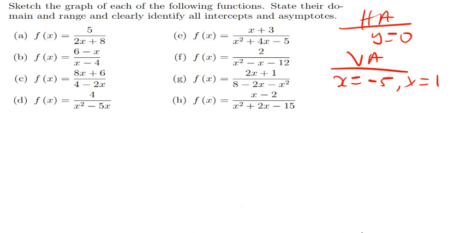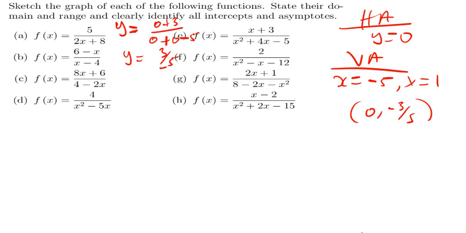Let's find the y-intercept. y will be equal to 0 plus 3, over 0 plus 0 minus 5. Where there is x, put 0, so you end up having 3 over negative 5. So when x is 0, y is negative 3 over 5. I have plugged in 0 here: 0 squared is 0, 4 times 0 is 0, then it's 3 over negative 5. That is the y-intercept.